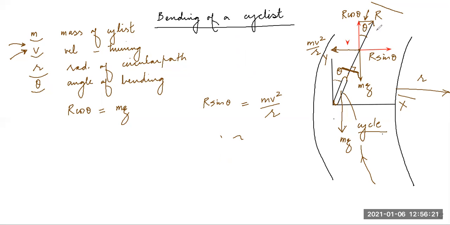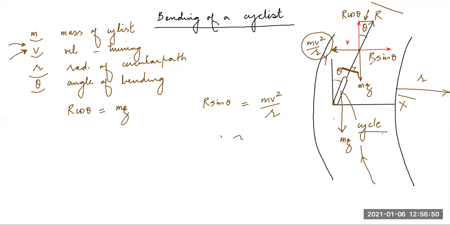So R can be resolved into R cos theta and R sin theta. R sin theta is basically balancing the centrifugal force acting on the cycle as well as the cyclist both, right? mv square by r is the centrifugal force acting outwards. So this centrifugal force will be balanced by R sin theta.